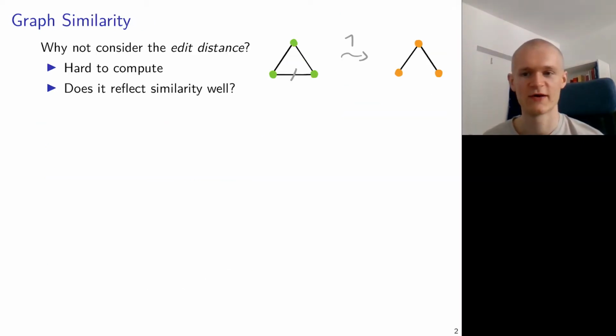So, on the graph similarity side of things, the most intuitive notion of similarity is probably the edit distance, the number of operations you need to get from one graph to the other. However, it's hard to compute, and it really doesn't reflect the structural similarity of graphs well. For example, random graphs are similar from almost every aspect, but they have high edit distance.